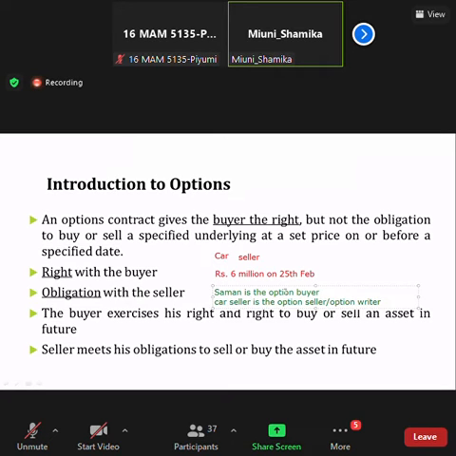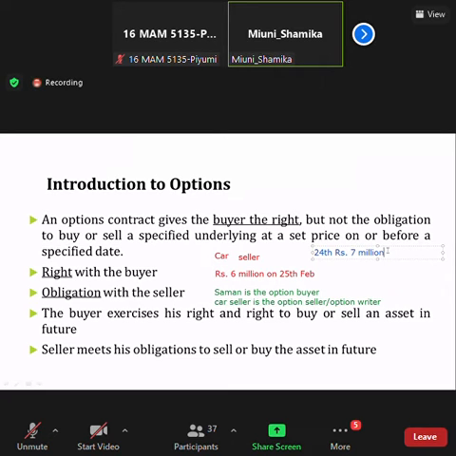We'll say on 24th February, the price of this car is 7 million. In the market the price is 7 million. Now, the market price is 7 million, but he agreed to sell you at 6 million. Now he cannot say, I don't want to sell you this car. Sorry, I don't want to sell you this car, but I can sell it in the market.